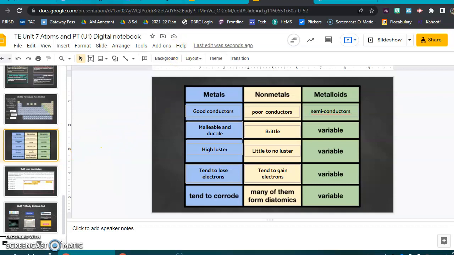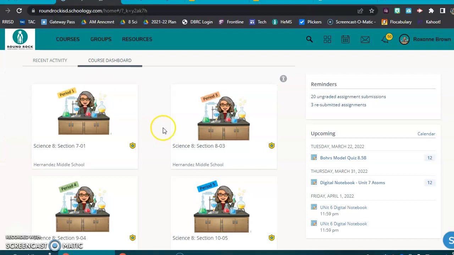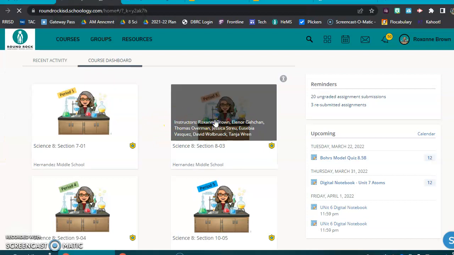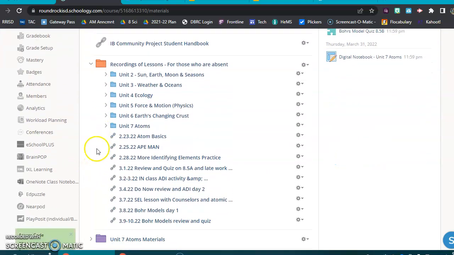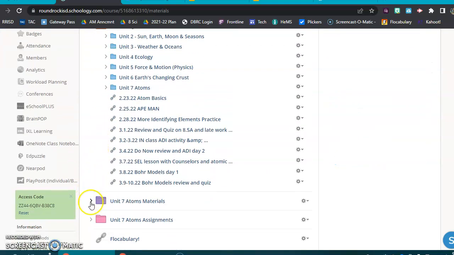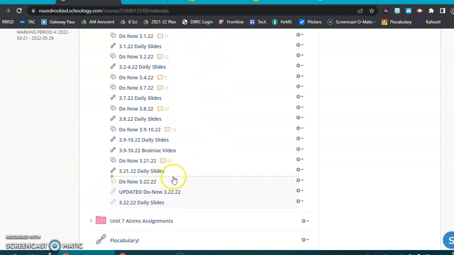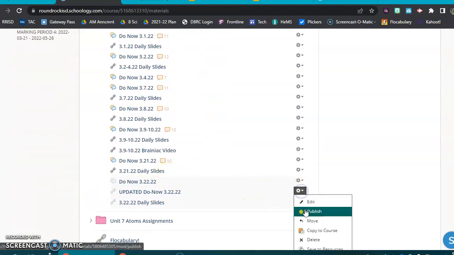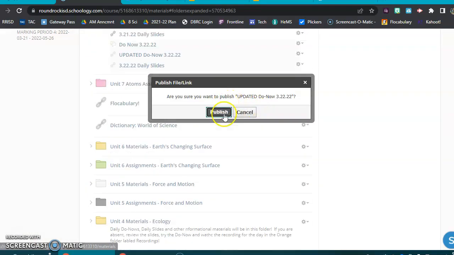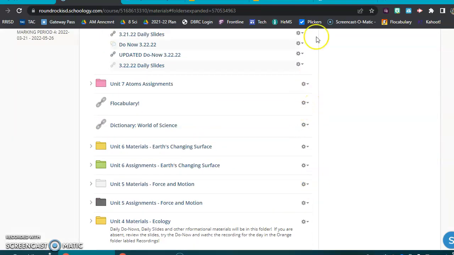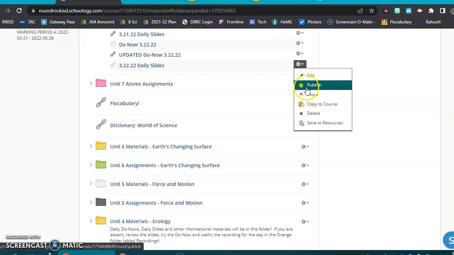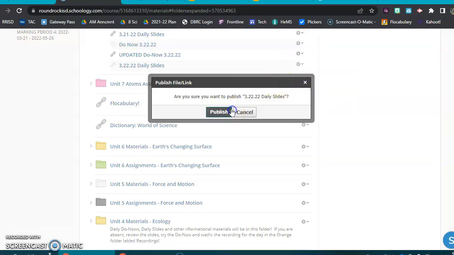I just want to make a point here is if you're stuck on your notebook, you can go back, and I'm going to come here, and you can go into the recordings where myself or Miss Strew have actually done the recording. If you're like, I don't need to do that, I just want to look at the slideshows, then right here I'm publishing today's Do Now on Tuesday, and the slides, they're always published for you.